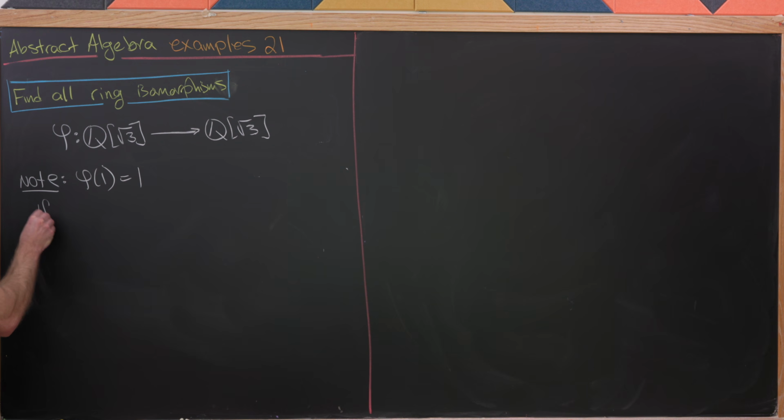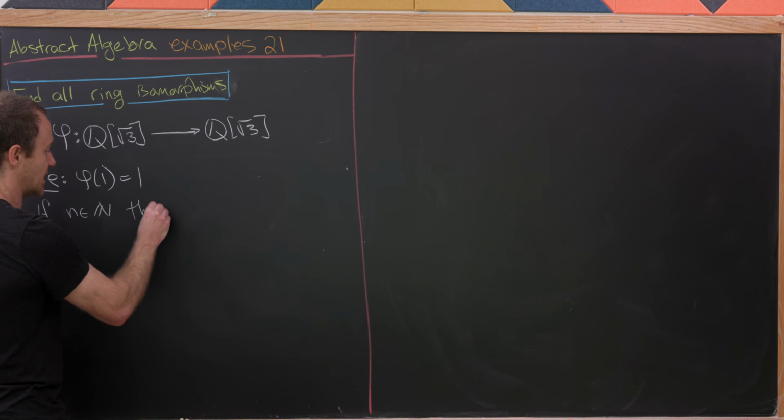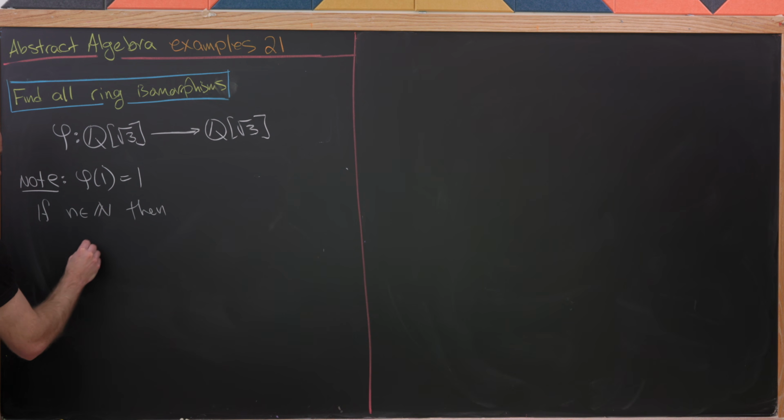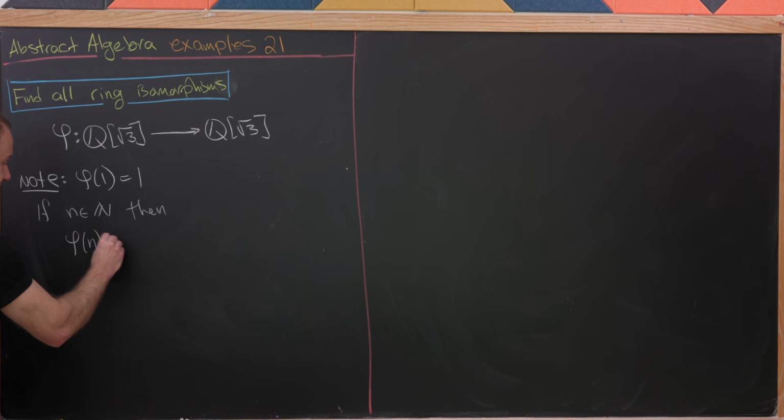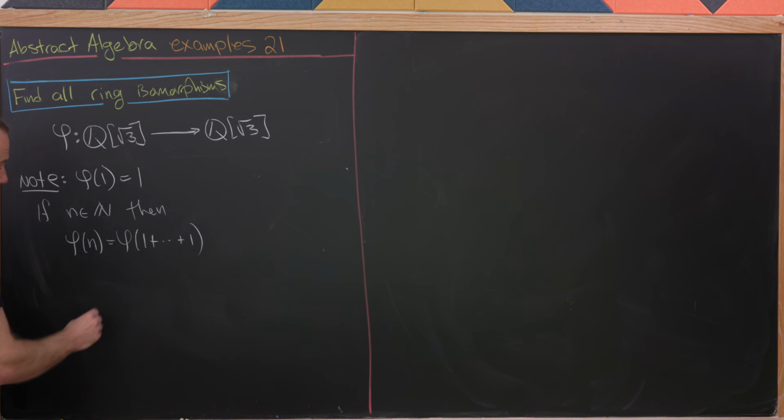So now let's notice that if n is a natural number, then we have phi of n is the same thing as phi of 1 added to itself n times.